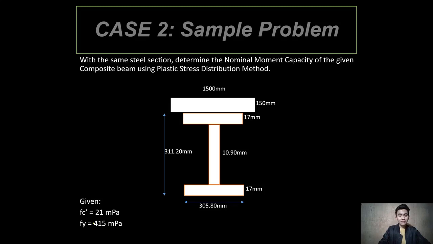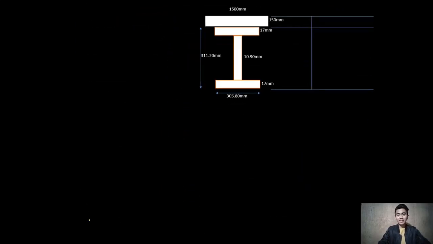Now, will there be a difference under the location now of our plastic neutral axis? So let us try and solve this problem. Now, same composite beam, however, different values for Fc prime and Fy. So the first one is for us to determine now the location of your plastic neutral axis. So let us start here. First step, locate now the plastic neutral axis.